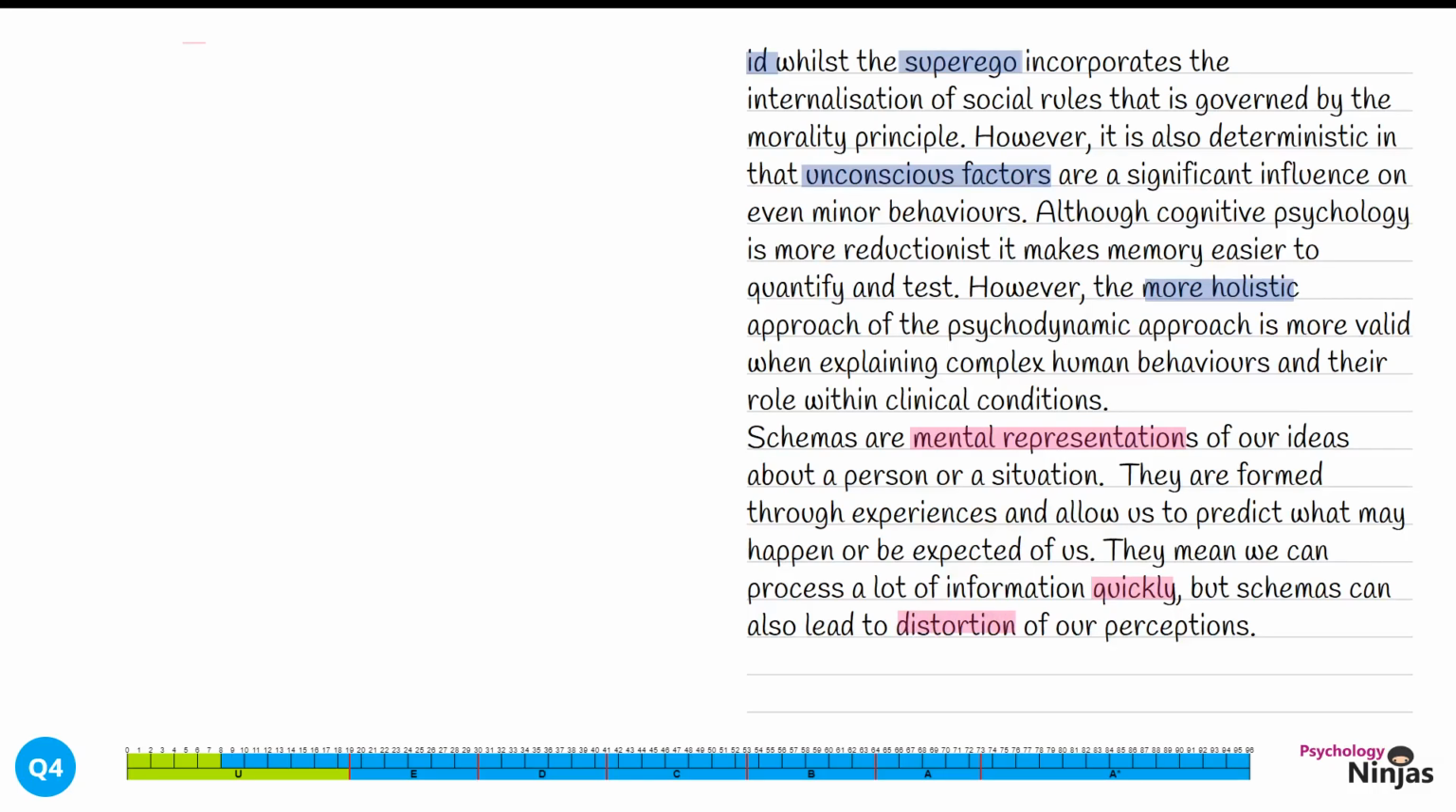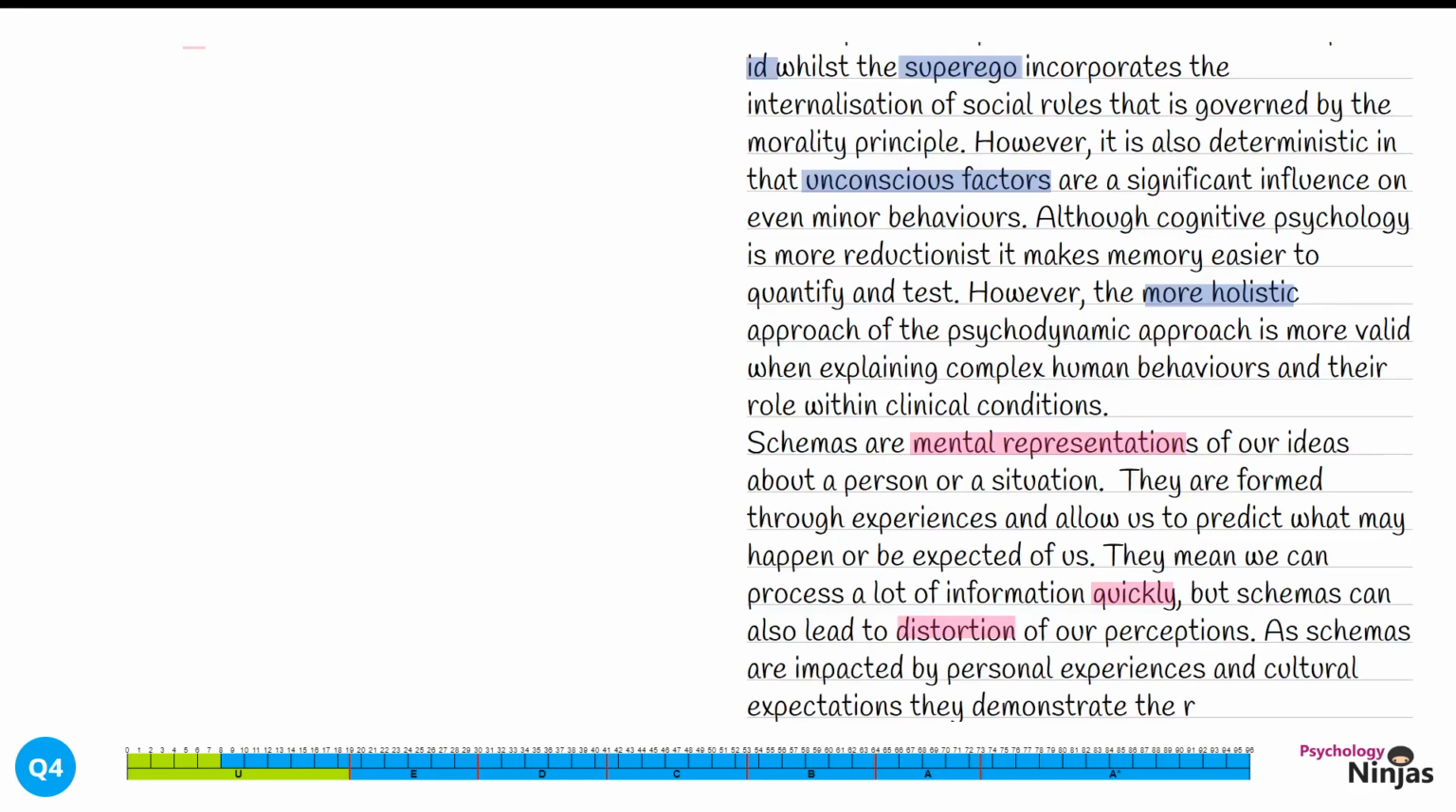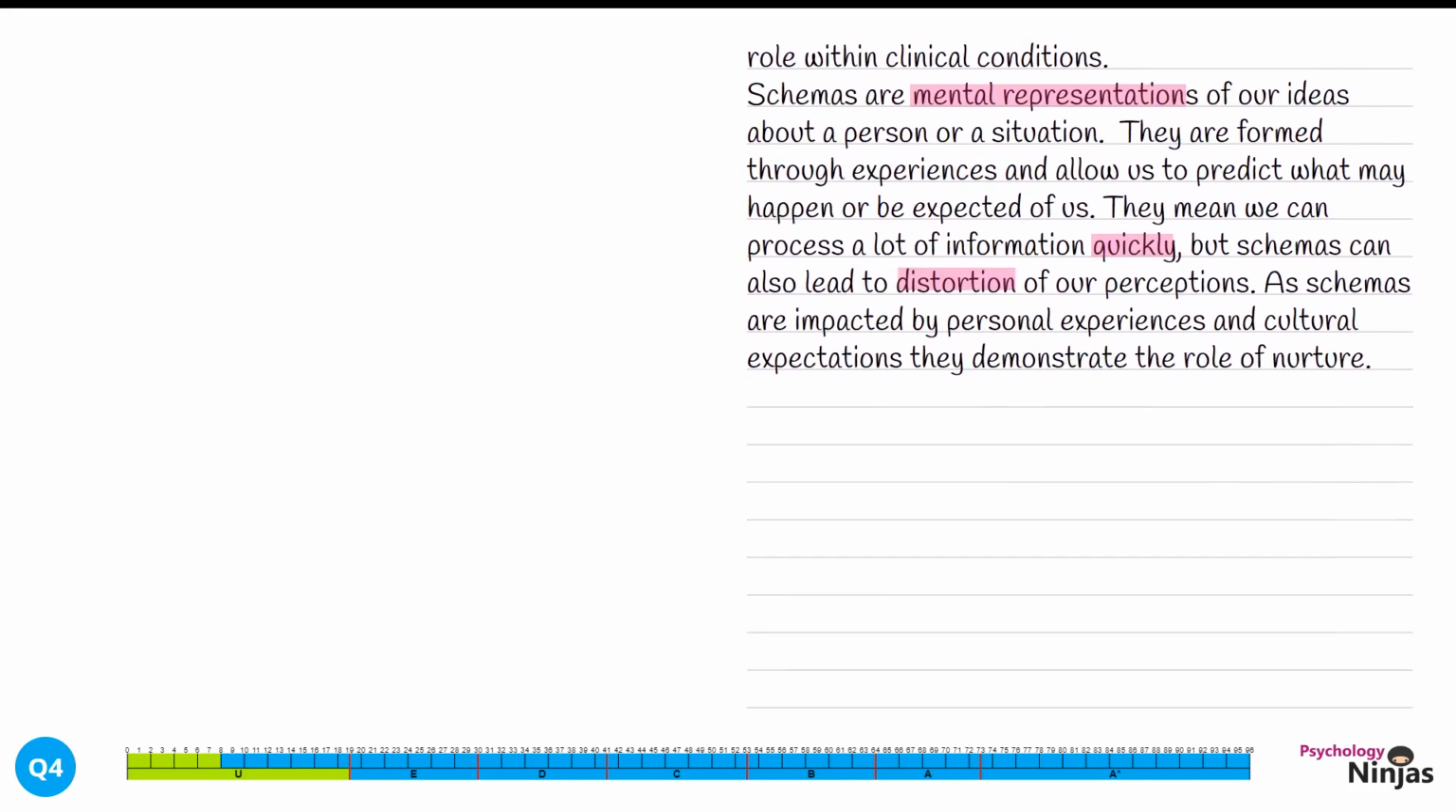We're going to return to our other skill in terms of comparing our cognitive and psychodynamic approach. We're going to return to evaluation once again. As schemas are impacted by personal experiences and cultural expectations, they demonstrate the role of nurture.